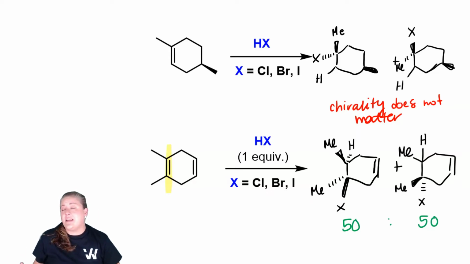It didn't matter that I added the halide to the bottom of the alkene versus the top, because they are created equal. And so this gives us a feel for these types of reactions. From hydrohalogenation, you should be able to predict products, know the regiochemical and stereochemical outcome, and draw the mechanism.